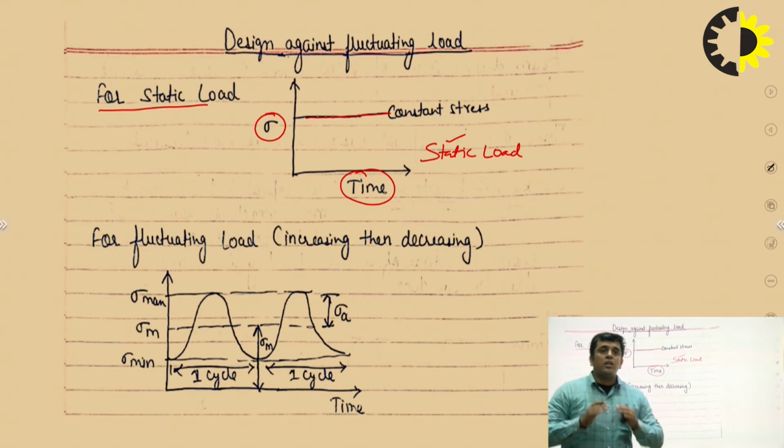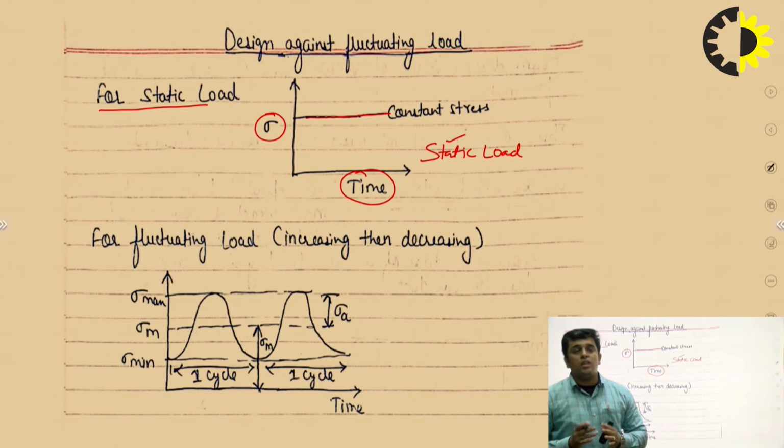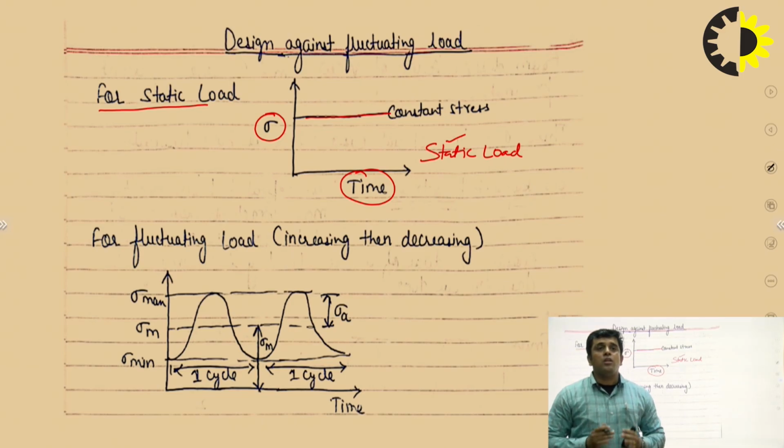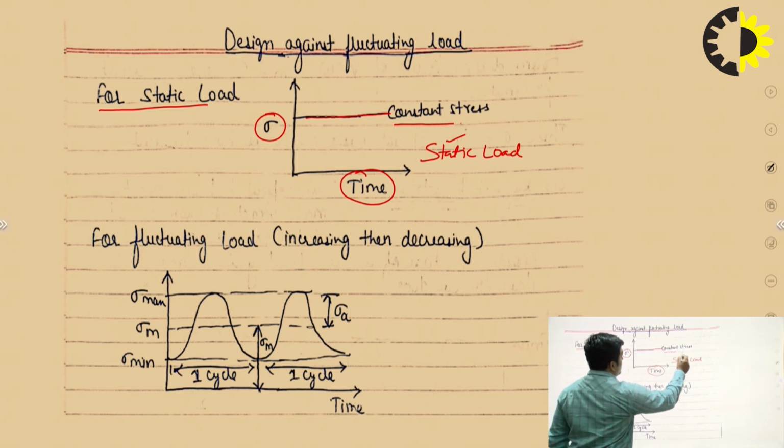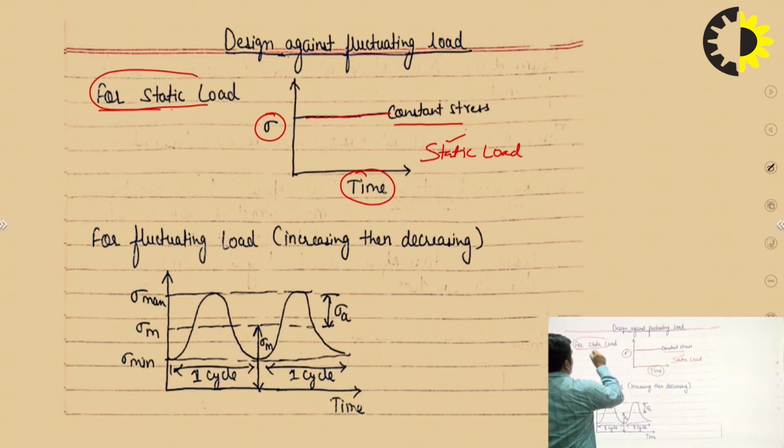Suppose the load is not changing with respect to time. If you measure the weight, the load, and suppose it's 6 Newton, and after 1 hour you measure it again, it is 6 Newton. That means time has changed, but the load is constant, and with respect to that the stress is also constant. This is known as constant stress, and this condition is known as static load.